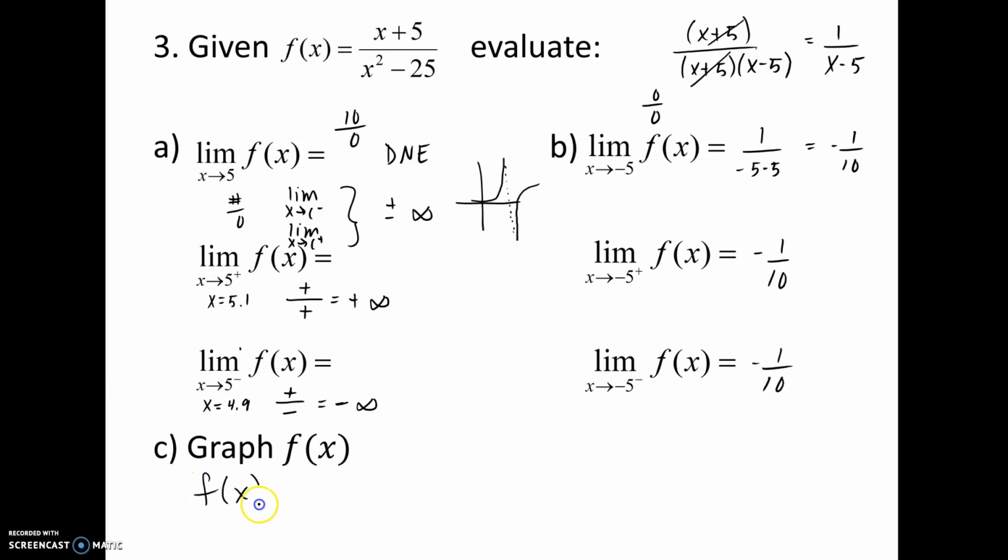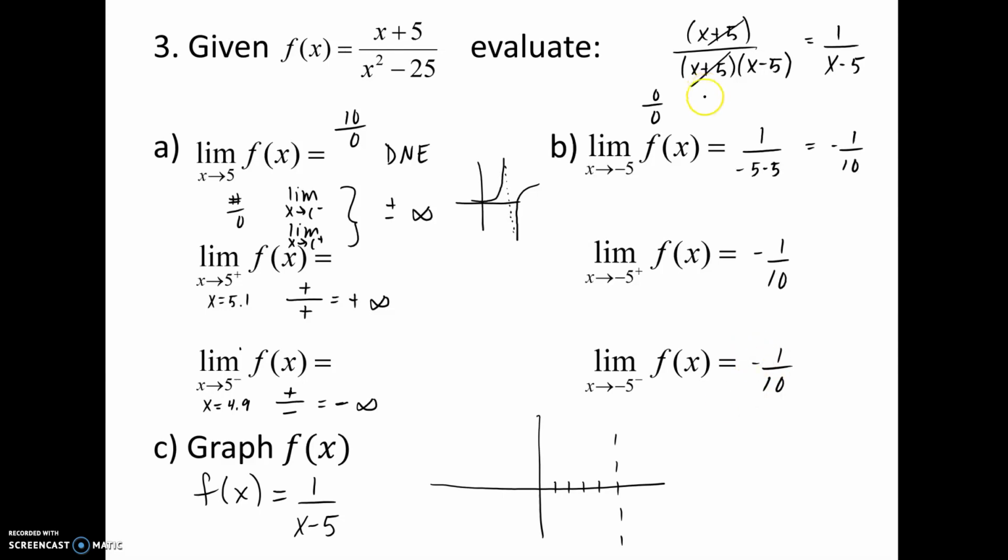So to graph it, we've simplified the function into 1 over x minus 5. I know that I have discontinuities at 5 and -5 because direct substitution didn't give me real number outputs. At 5 is our vertical asymptote. I know that's a vertical asymptote because it's the value that puts 0 in the denominator. Can't divide by 0.